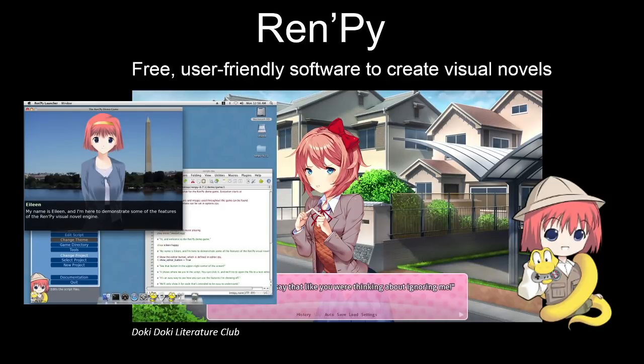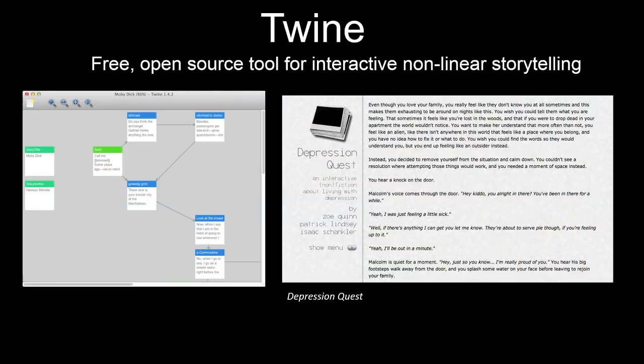Visual novels are very story-based, very linear, and with an emphasis on art. A good example of a game created in Ren'Py is Doki Doki Literature Club. And this is a free program as well. Twine is another free program if you're interested in interactive fiction, nonlinear storytelling. This one is more for graphic text-based games. An example of a game made in Twine is Depression Quest.